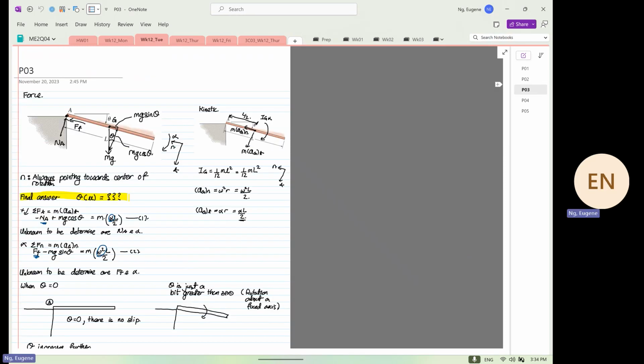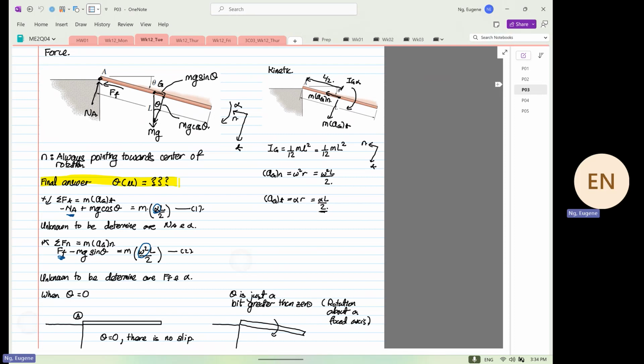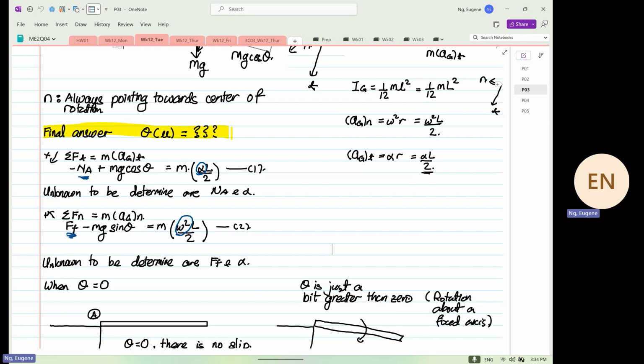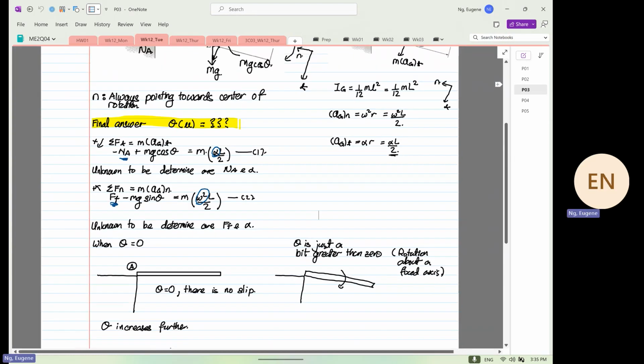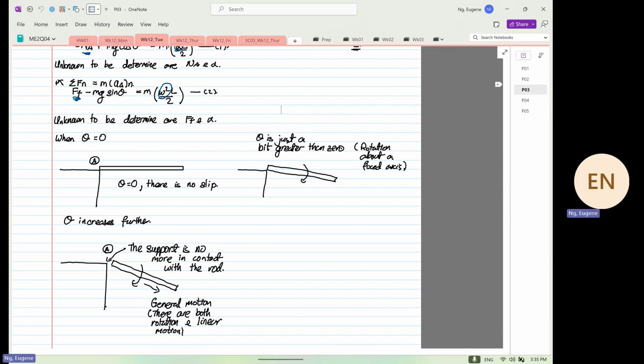Okay, so we started. We know that our final answer, theta, is a function of mu. We do summation of forces, as you can see in equation number 1. We don't know alpha, and we also don't know NA. Then we do summation of forces in the normal direction. Then we don't know what our F_f and alpha are. Then let me explain physically what is going on. Initially you start to rotate and the rod will start to lose contact with the edge at point A.